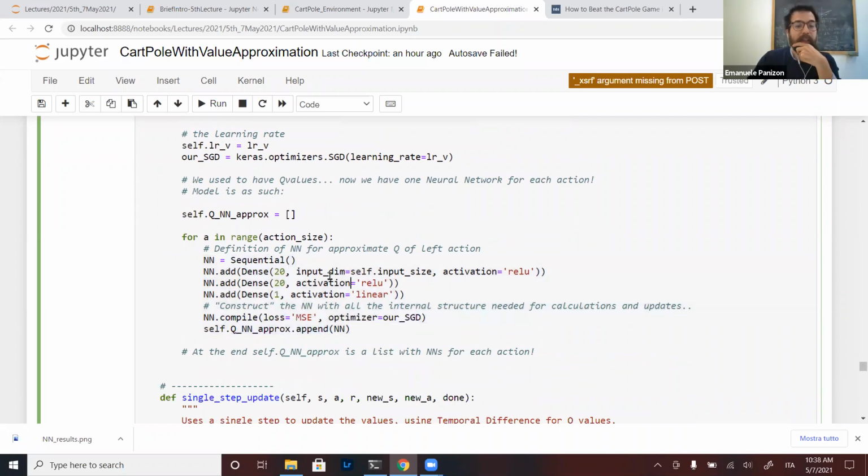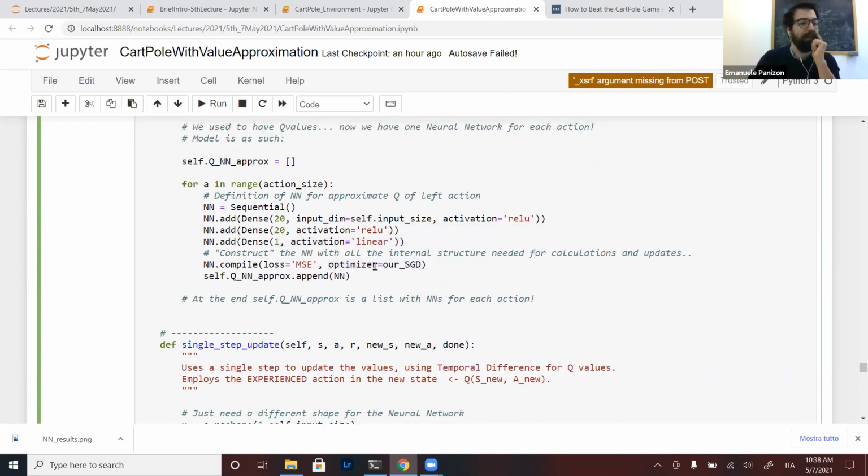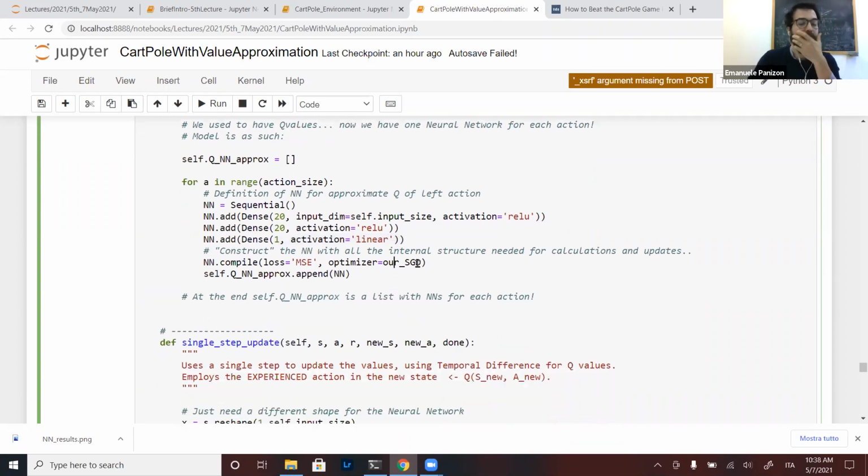Okay, I created a very simple thing. The last output is 1 because this will be the single value for that action, given a state, but the state will be an input. So the input is the state. There are 20 nodes in the first layer, 20 nodes in the second, and then the last one will be just one value, which is the value of that. And I will try optimizing with this method, which uses stochastic gradient descent.